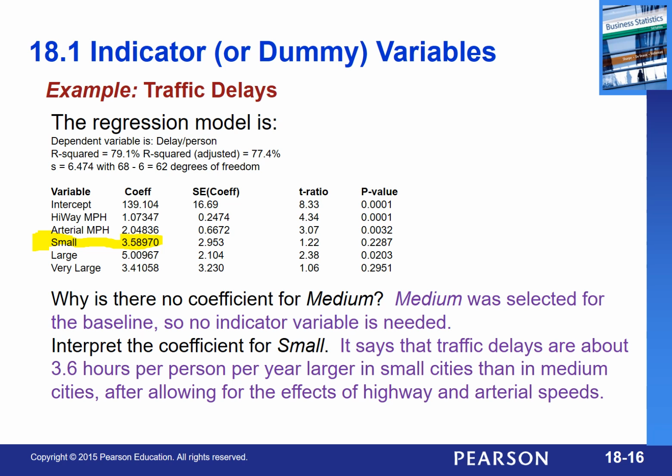Then we want to ask ourselves, well, what does small mean? So we're looking at this coefficient right here, the one going with small. It says that if traffic delays for a small city are about 3.6 hours per person per year, larger than in medium cities. That's kind of interesting. But I think that makes sense because small cities don't usually have as much, well, not traffic pattern controls like lights and other things like that that are effective. They're more likely to have stop signs, which are not as efficient when traffic gets heavy.